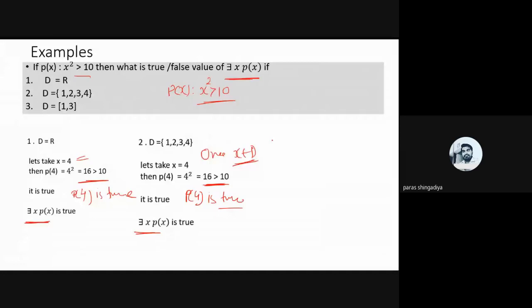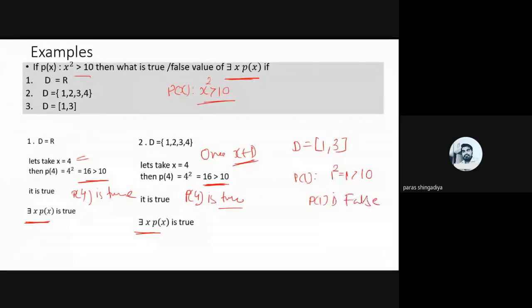Okay, and now in the third case, D is equal to 1 and 3. The domain is given with only two values, 1 and 3. So now consider P of 1. What is the answer of P of 1? P of 1 is 1 square, which is equal to 1, and 1 greater than 10 is wrong. That is false. So P of 1 is false.